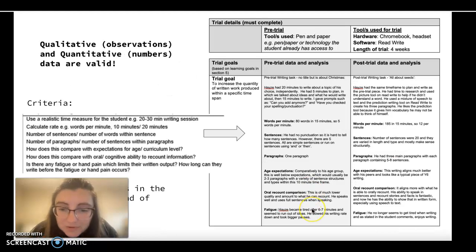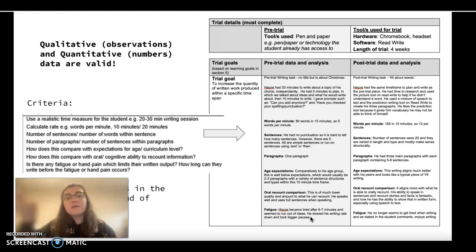There we go. Oral recount comparison, so this is of much lower quality and amount to what he could recount. He speaks well and uses full sentences when speaking though. But fatigue, so he becomes very tired after about 6 to 7 minutes of writing, and he was very slow when he wrote as well. And he started to take bigger and bigger pauses after that 6-minute mark.